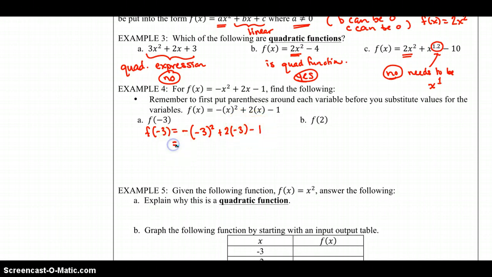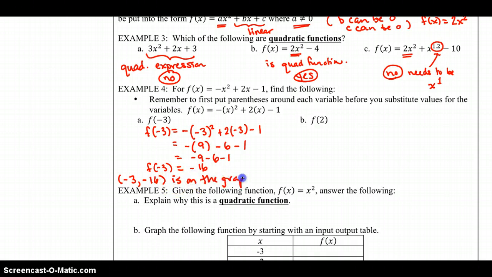So now if we do order of operations, we are going to do this exponent first. So we're going to take negative 3 times negative 3, which is going to give us a positive 9. Here we're going to get 2 times negative 3. And then here we've got the opposite of 9, which is negative 9, minus 6 minus 1. So here we're going to get a negative 16. So for an input of -3, we get an output of -16. Okay, so putting those together, it means that the ordered pair -3, -16 is on the graph of f.